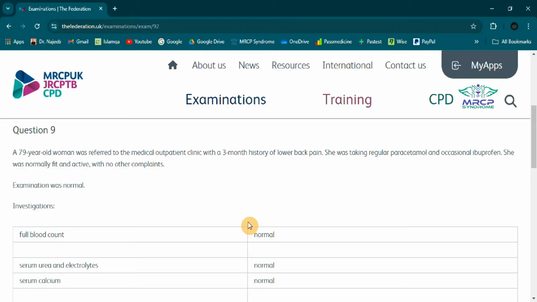A 79-year-old woman was referred to the medical outpatient clinic with a 3-month history of lower back pain. She was taking regular paracetamol and occasional ibuprofen. She was normally fit and active with no other complaints. Examination was normal. In investigations, FBC was normal, serum urea and electrolytes were normal, calcium was normal.